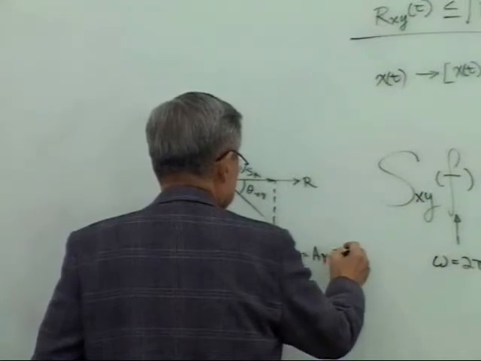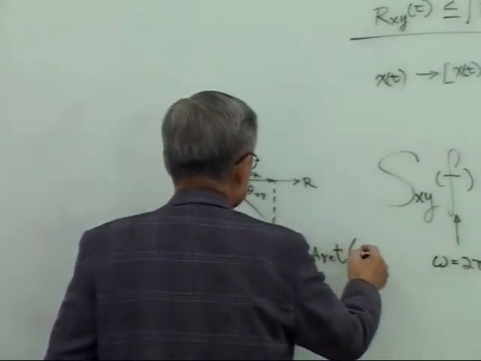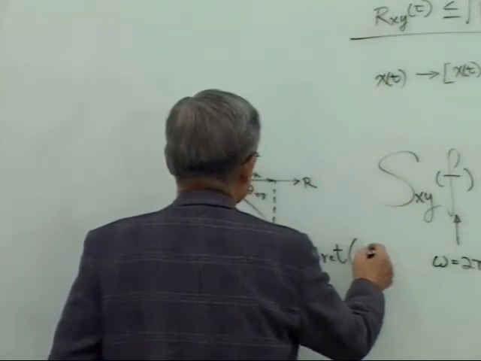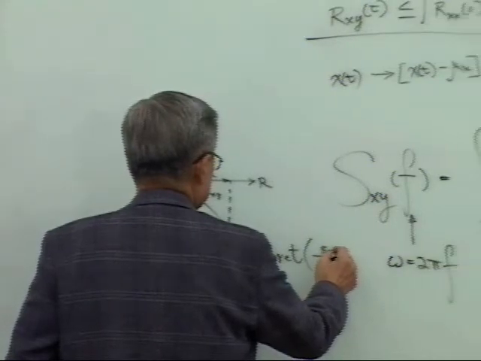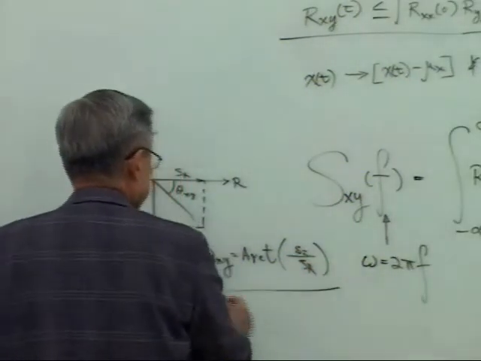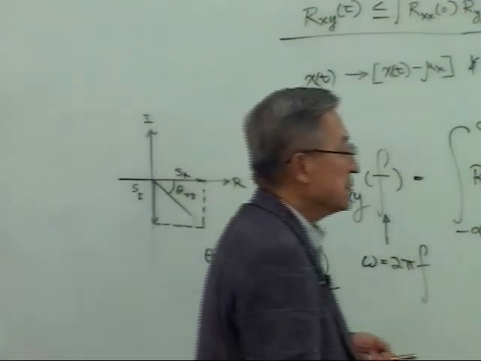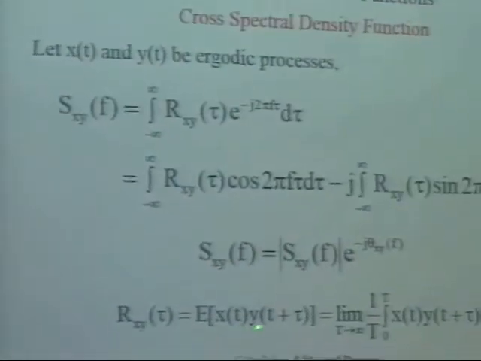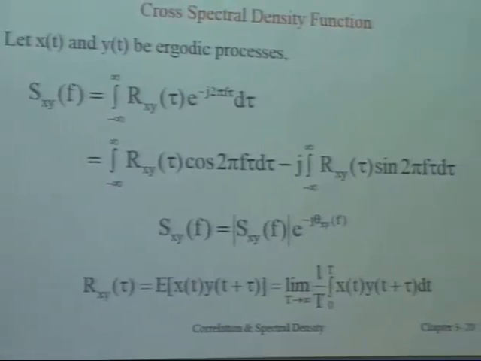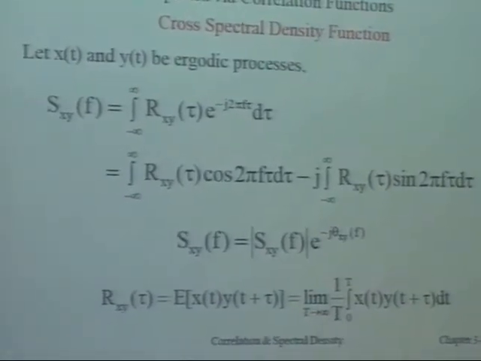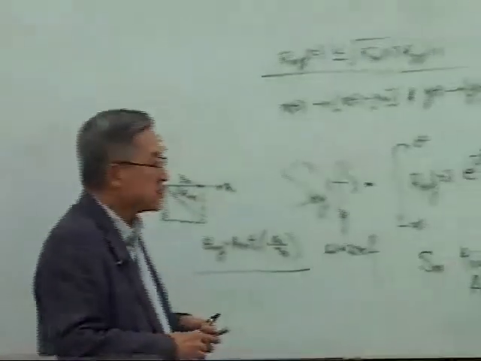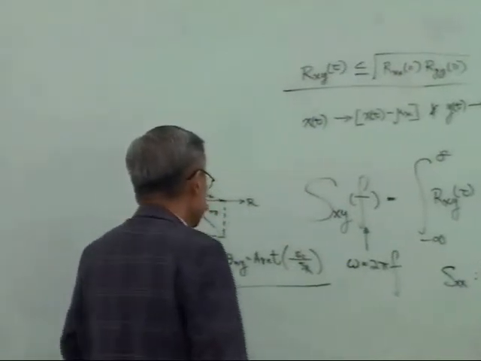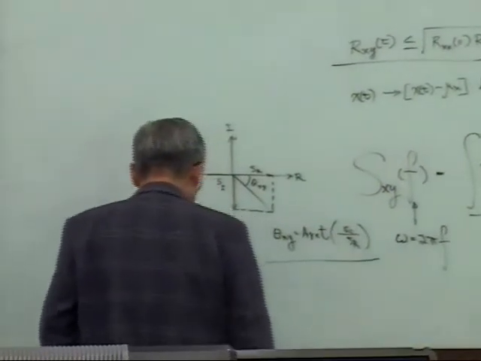Arc tangent of what? SR over SI. So you can always get the angle and the magnitude. So Rxy by definition is this. It's all clear. Sxy.